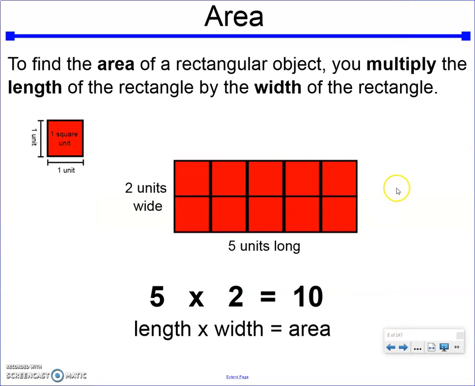To find the area of a rectangular object, we multiply the length of the rectangle times the width of the rectangle. For example, this rectangle is 5 units long and 2 units wide. So to find the total area or the total number of square units, I would multiply 5 times 2. 5 times 2 equals 10. So I know that the area, or the total number of square units, in this rectangle is 10.